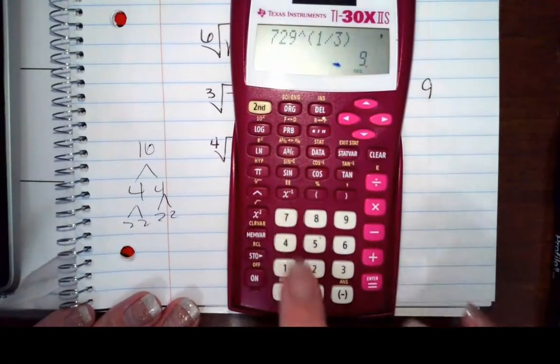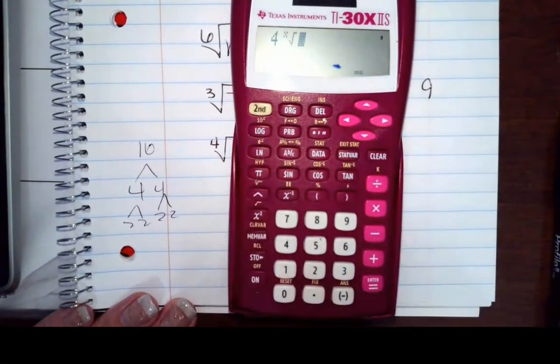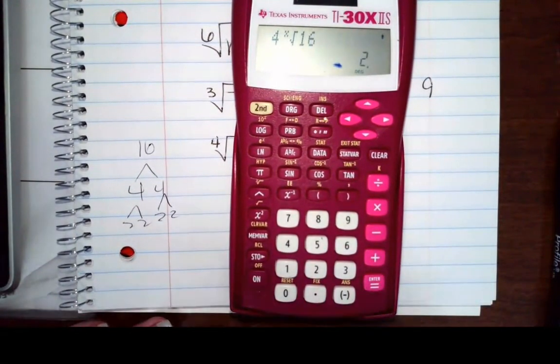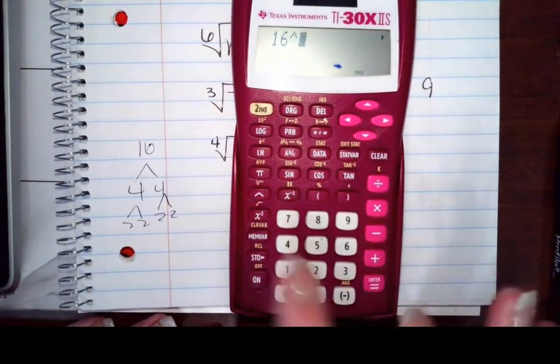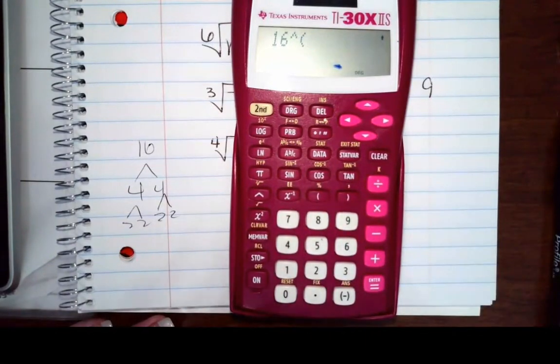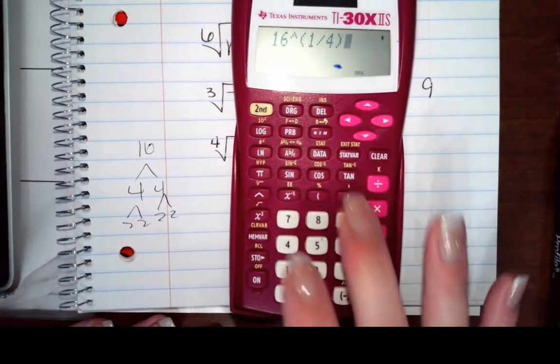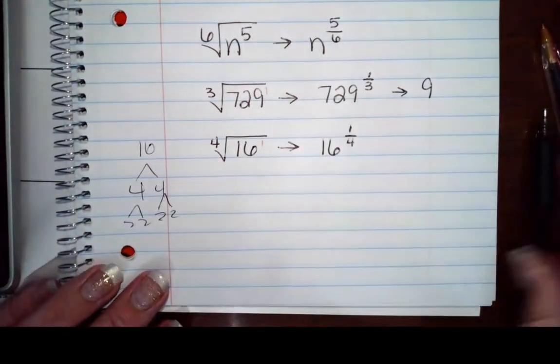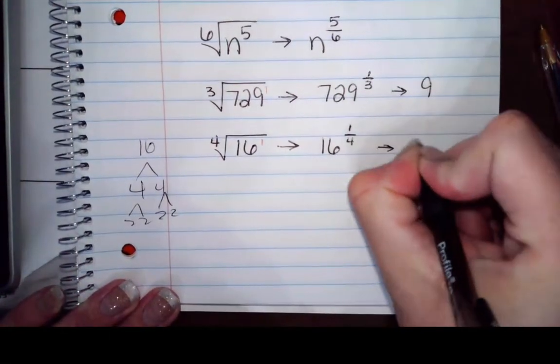So I'm going to take a 4th root of 16. That's using radicals, and I get a 2. Or I can say 16 raised to the parentheses 1/4 power gives me 2. Okay, so either way, I got the same answer of 2.